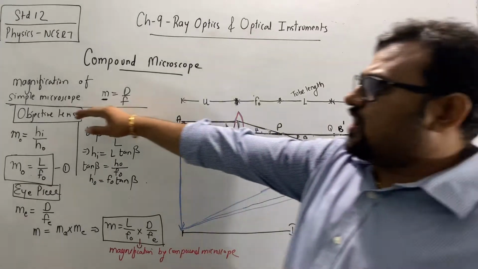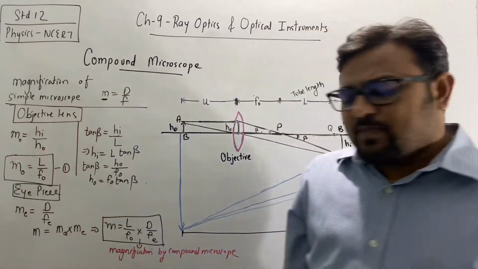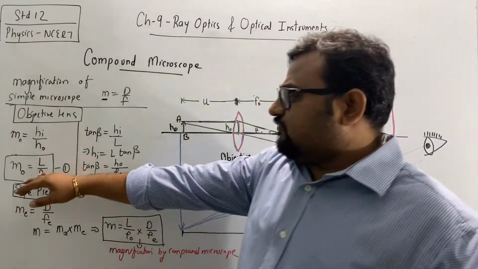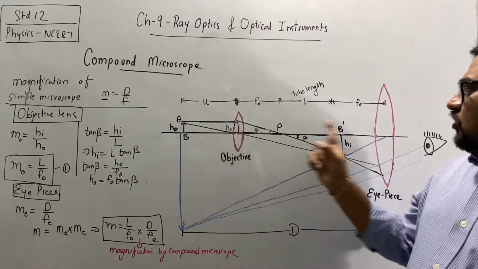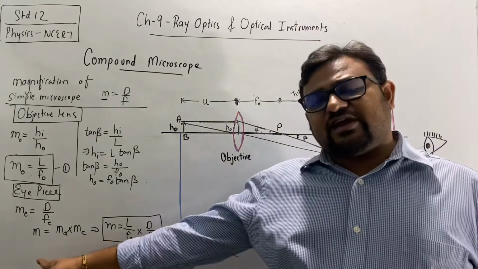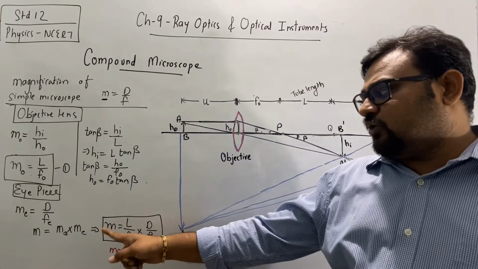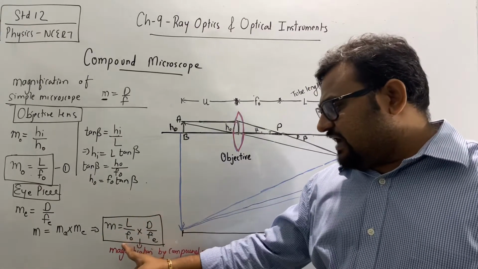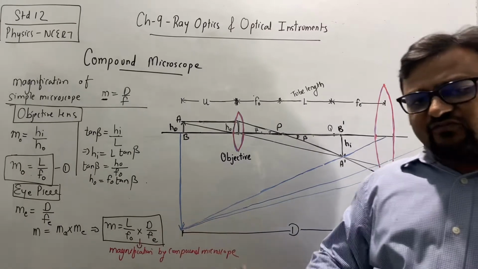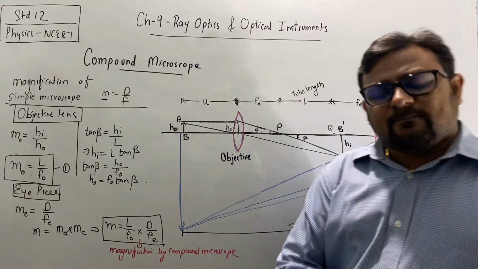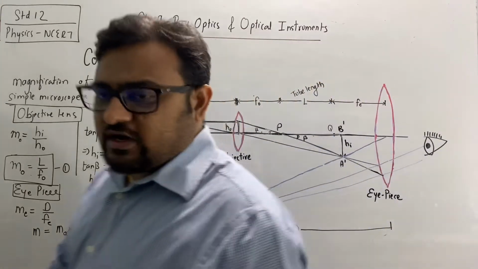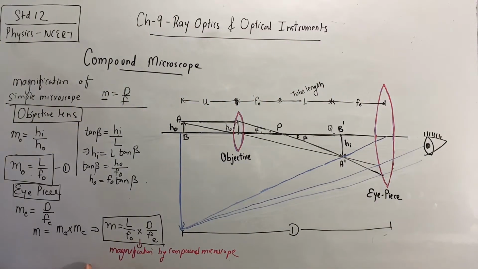So first we found the magnification of the objective lens, that is L by F_O. Then for the eyepiece, that is D by F_e. So using the formula for a combination of lenses, the magnification of the compound microscope will be M_O into M_E, that is L by F_O into D by F_e. This is the formula for magnification of the compound microscope. Okay, so note down this derivation.